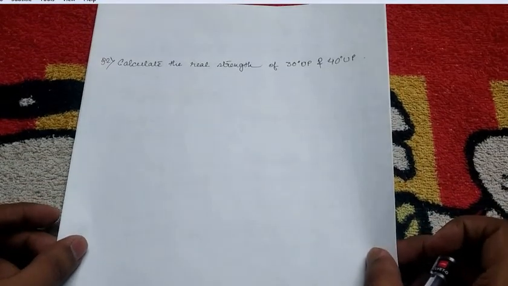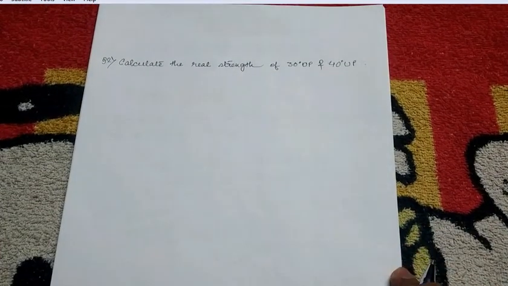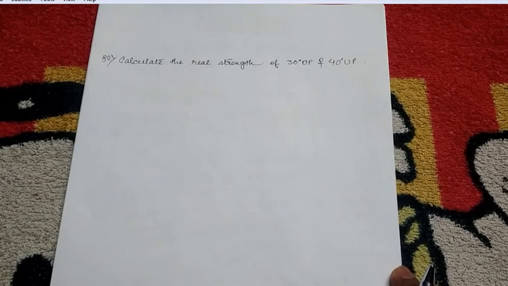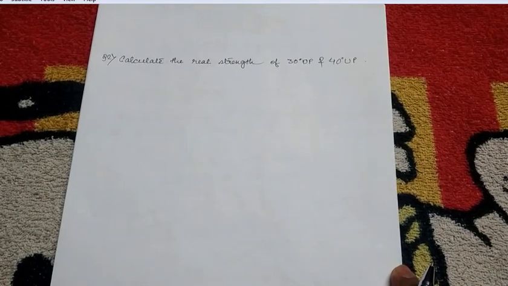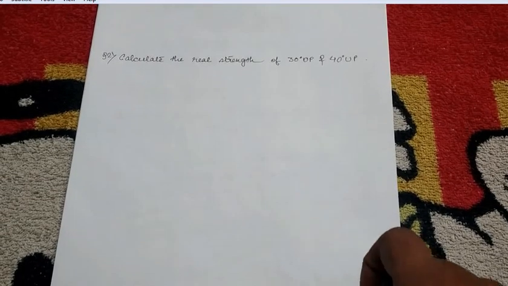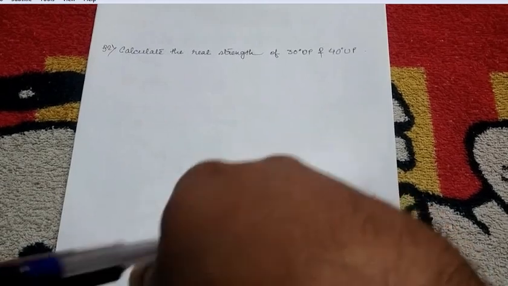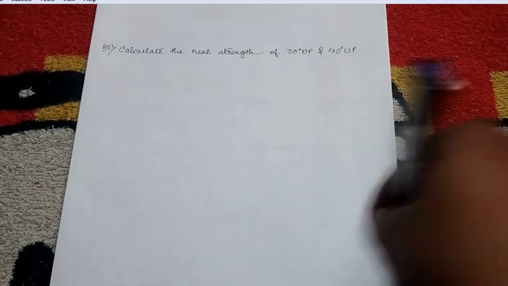Now the next question, we have calculate the real strength of 30 overproof and 40 underproof. So this is also a simple question. We just have to reverse calculate, and using the formula you can easily calculate this. So try it yourself by pausing the video.